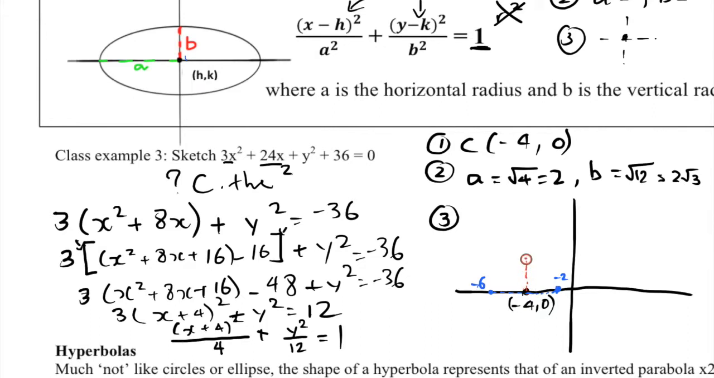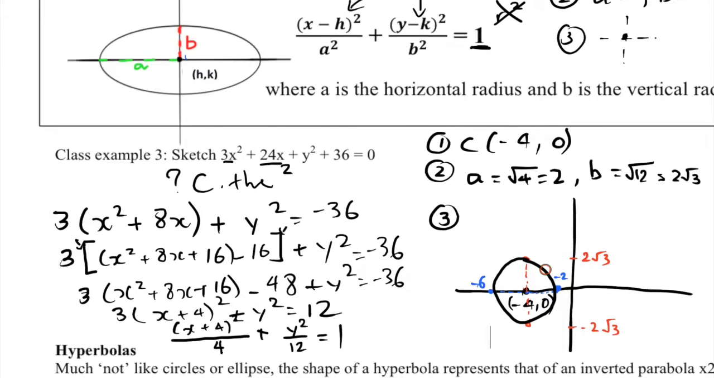So it moves up here. We get 2 root 3. Then we move down here. We get negative 2 root 3. So 0 plus 2 root 3, 0 minus 2 root 3. And you can just sketch the ellipse, which should give you this. Just connect the dots. Yep. And there you go. Sketching an ellipse.